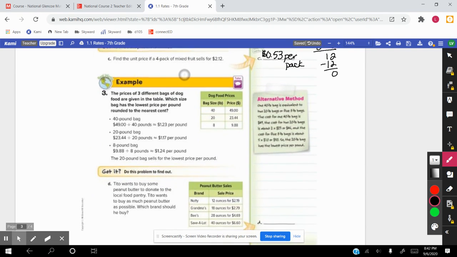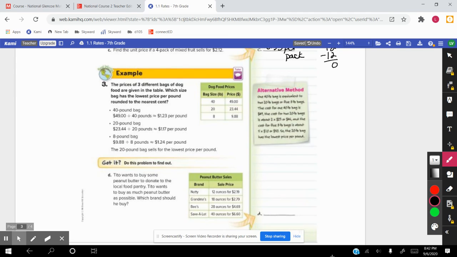Let's move on to example 3. The prices of 3 different bags of dog food are given in the table. Which size bag has the lowest price per pound rounded to the nearest cent? So you would take the information and read it across. A 40-pound bag costs $49, a 20-pound bag costs $23.44, and we have an 8-pound bag that is $9.88.